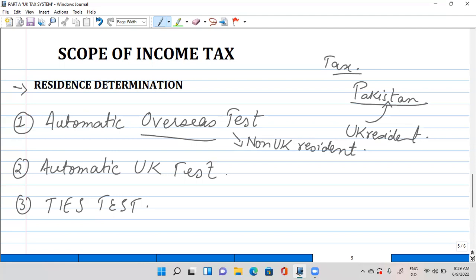Second one is automatic UK test. If he meets this test, he will be considered as a UK resident for that year, and he would have to pay income tax for that particular year. Then a person who neither meets the automatic overseas test nor the UK test will be considered for the TIES test, in which there are certain conditions that will be met. Okay, so let's move forward from here.